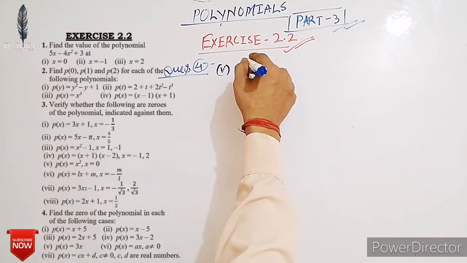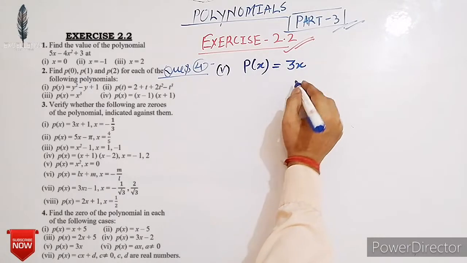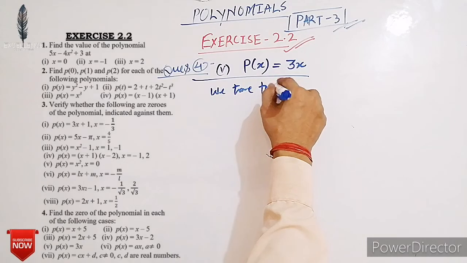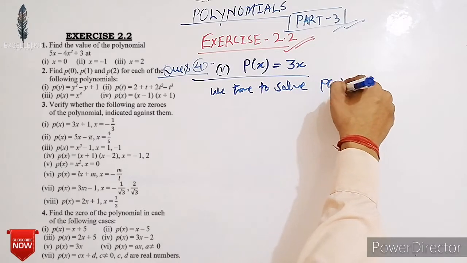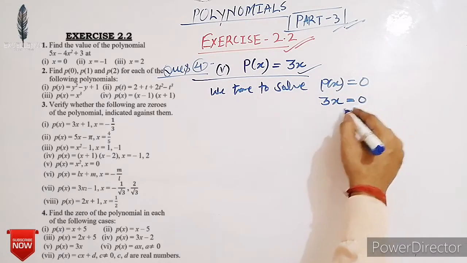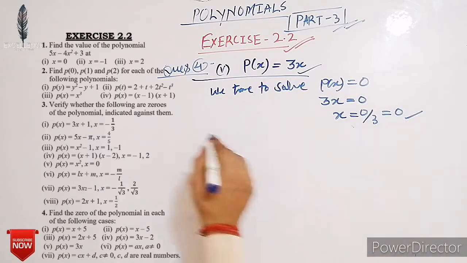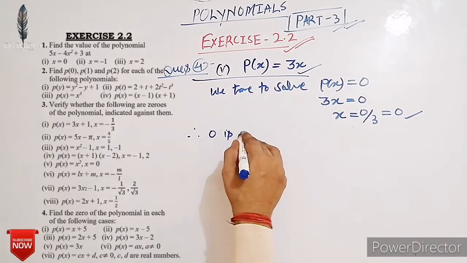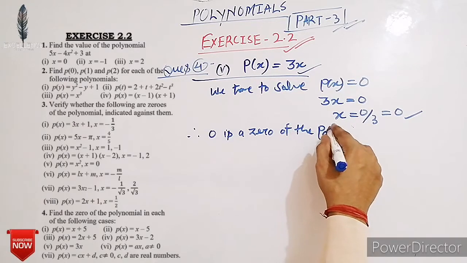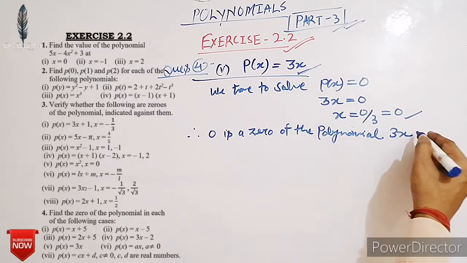Next, P of x is equals to 3x. We have to solve P of x is equals to 0. So here 3x is equals to 0. Then x is equals to 0 by 3 is equals to 0. So here 0 is a 0 of the polynomial 3x.